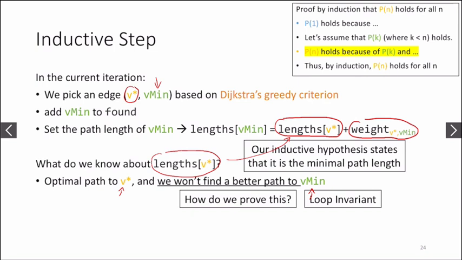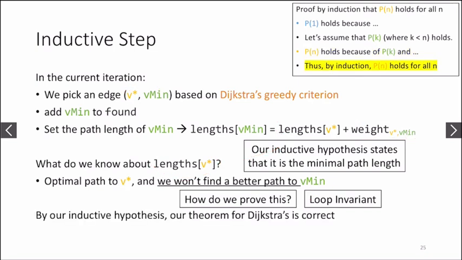But assuming that there's no better path to vmin, we can say that by our inductive hypothesis, Dijkstra's algorithm is correct. So we've got the base case, we've got our inductive hypothesis, and we've looked at a single iteration and said that, assuming this loop invariant holds, we've got a shortest path to vmin. Then our last step is to tie up our reasoning by saying, thus by induction, P(n) holds for all graphs. All right, let's focus on this in the next video. How do we know that there's no shorter path to vmin?